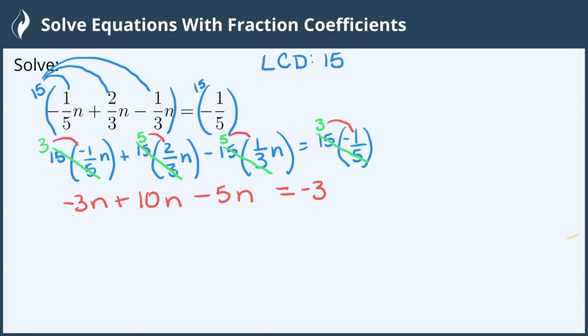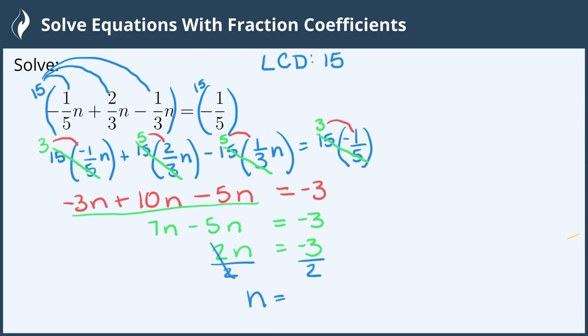On the left side, they're all like terms, so we can just add and subtract those together. Negative 3 plus 10 is 7n, minus 5n equals negative 3. 7 minus 5 is 2, so we have 2n equals negative 3. Then, to isolate the variable, we'll divide by 2, and we are left with n equals negative 3 halves.